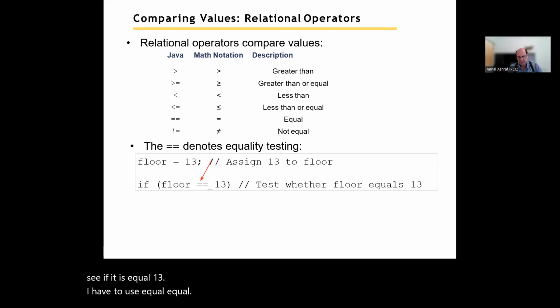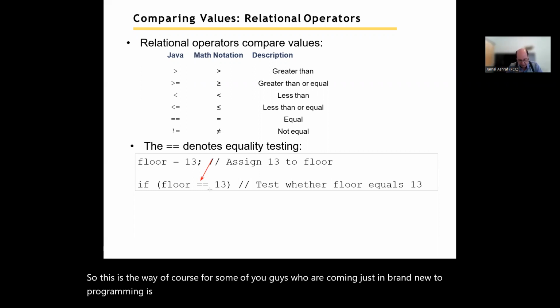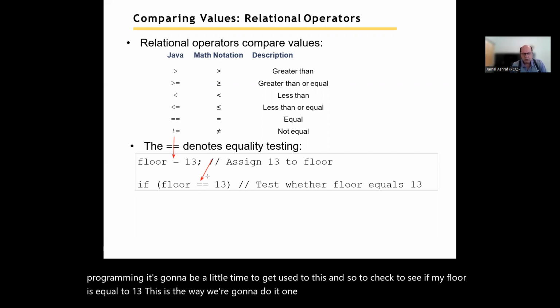So this is the way, of course, for some of you guys who are coming brand new to programming, it's going to take a little time to get used to this. And so to check to see if my floor is equal to 13, this is the way we're going to do it. One equal is assignment, two equals is checking to see if they are equal to each other.